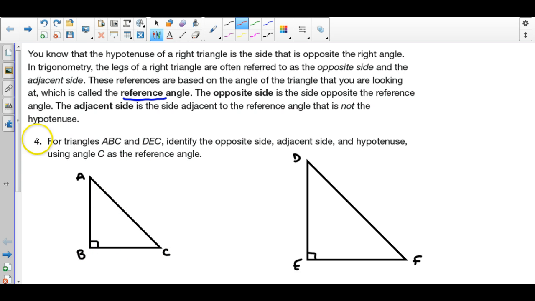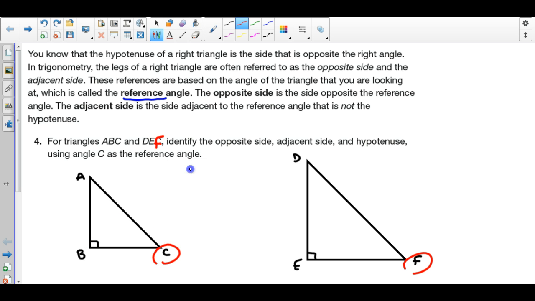So for number 4 here, if you guys can skip around in your book, it says for triangles ABC and it should say DEF. Identify the opposite side, the adjacent side, and the hypotenuse, and we are going to use C as a reference angle. So notice I have two similar triangles here. Well, like I said, it looks similar. It looks like the angles are the same. We're going to use angle C, and then we're going to use angle F as our reference angles.